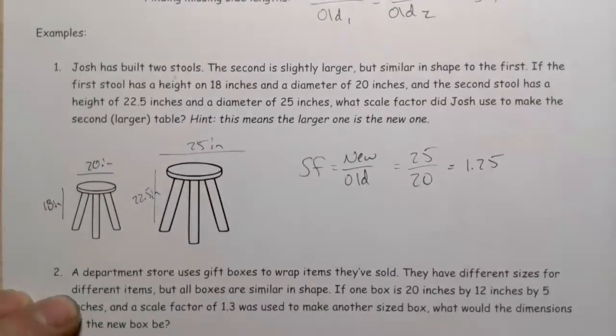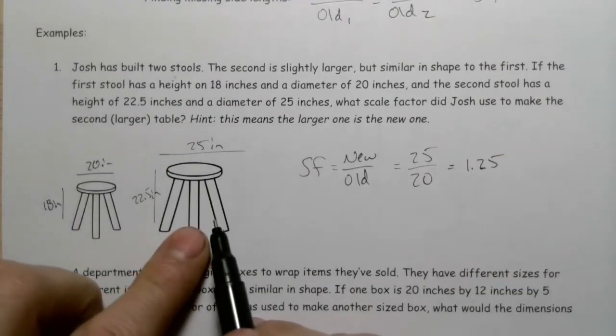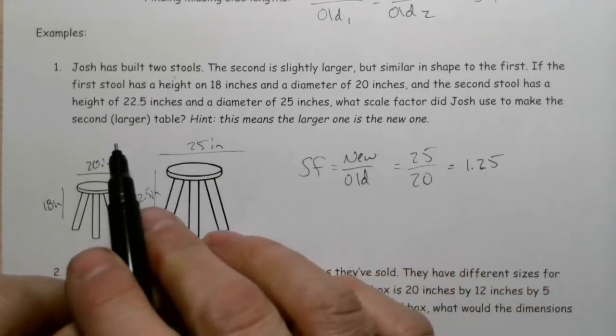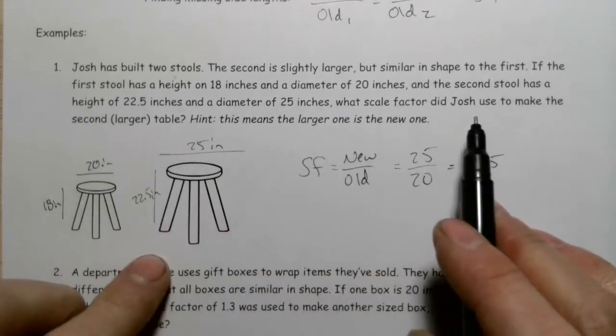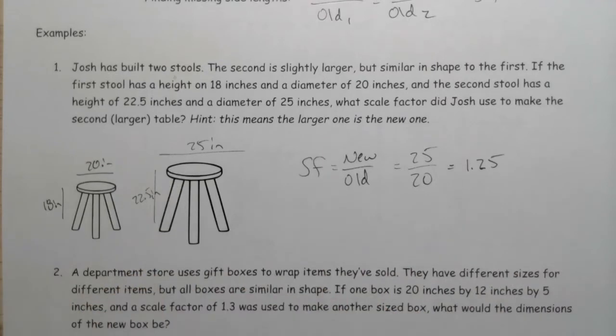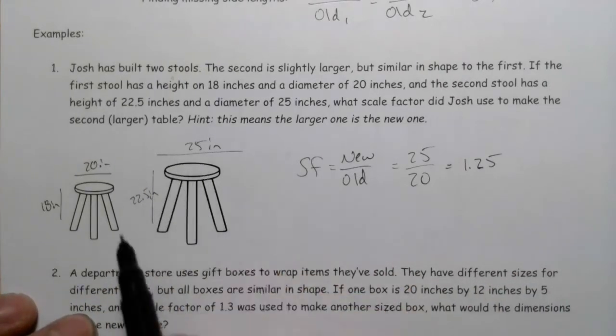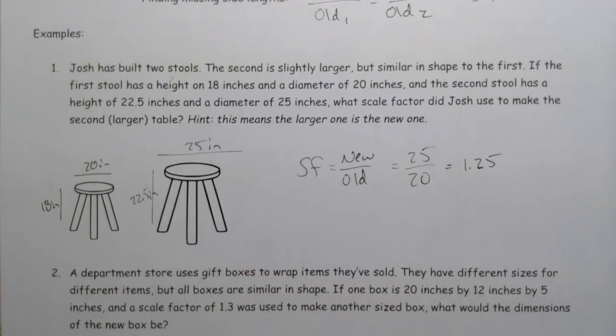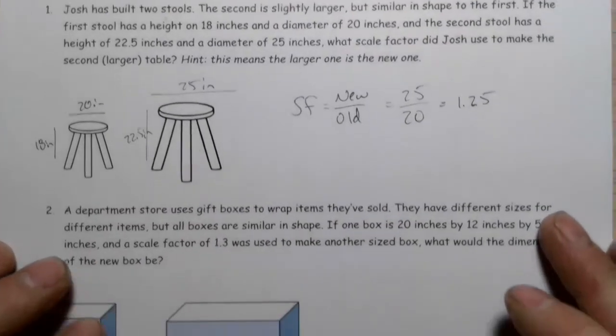Now, just to be clear, the reason why I did it like that, I'm treating the second one here, the larger one, as the new one, is because of when it said here, what scale factor to use to make the second larger table. So this was the new one. Okay, just to be consistent with the wording there.